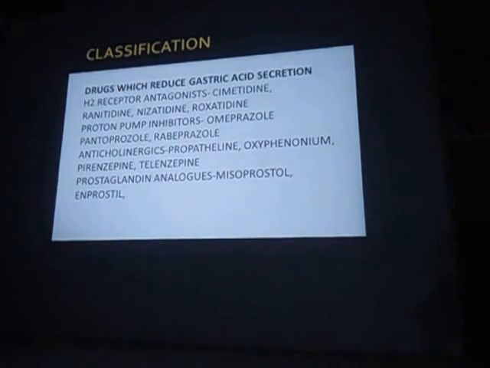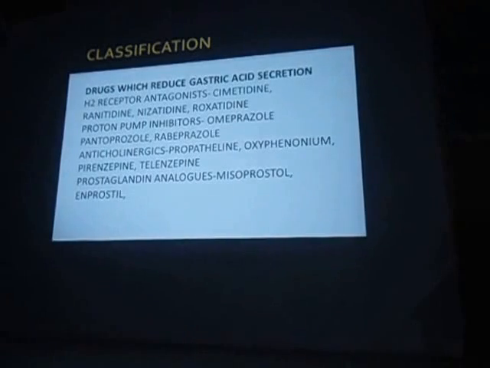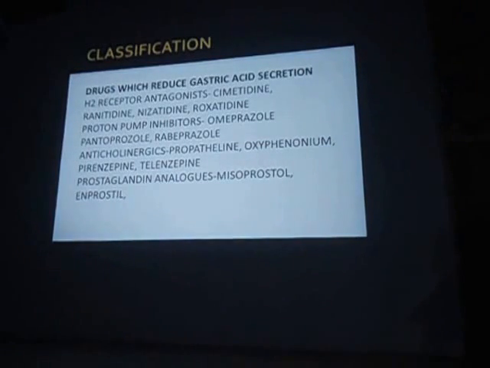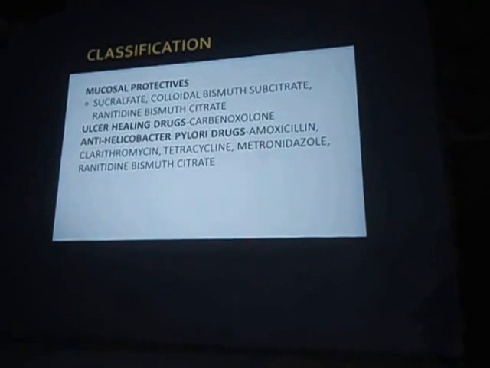Propantheline or pipenzolate, which are M3 blockers, and pirenzepine, telenzepine, which are M1 blockers. Prostaglandin analogs we have misoprostol, enprostil, which are PGE analogs that promote gastric mucosal protection. Other mucosal protectors are sucralfate, colloidal bismuth subcitrate. Anti-H. pylori drugs we have amoxicillin, clarithromycin, tetracycline and metronidazole.